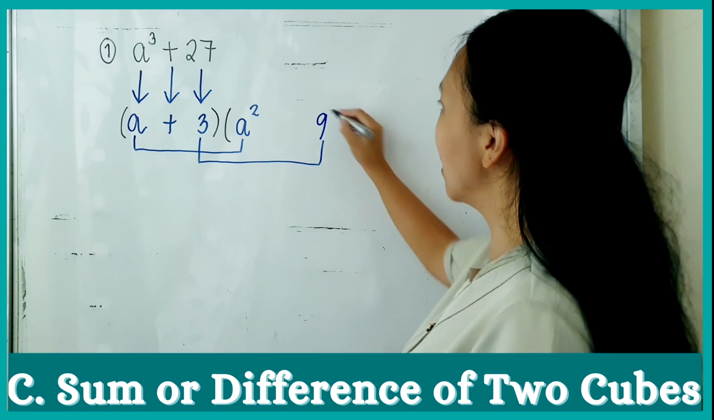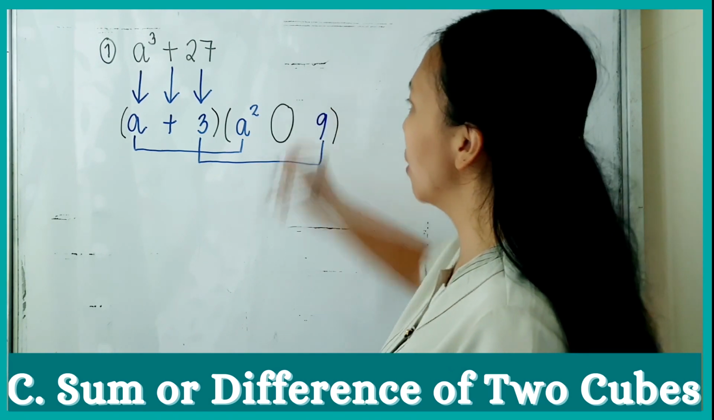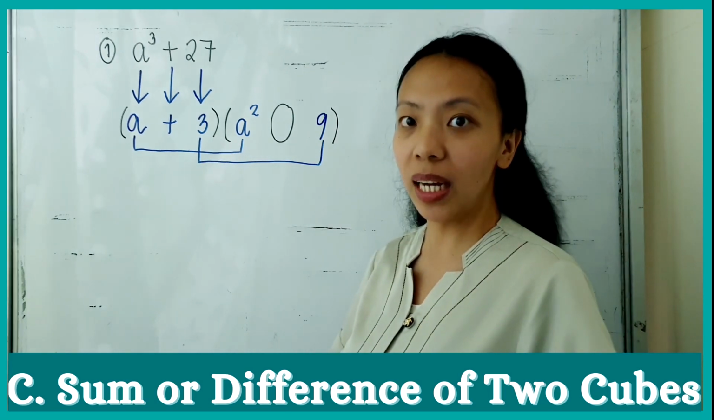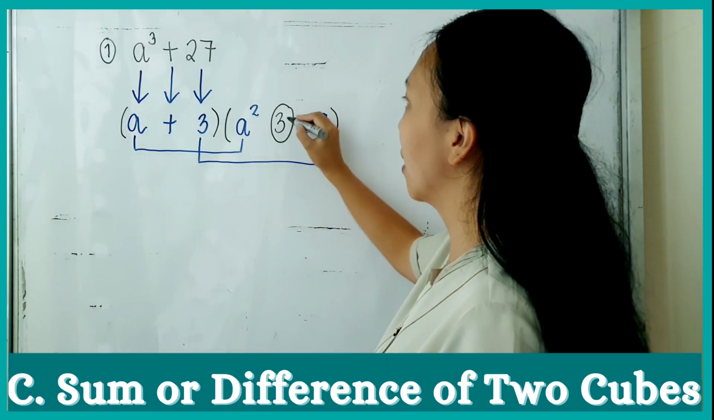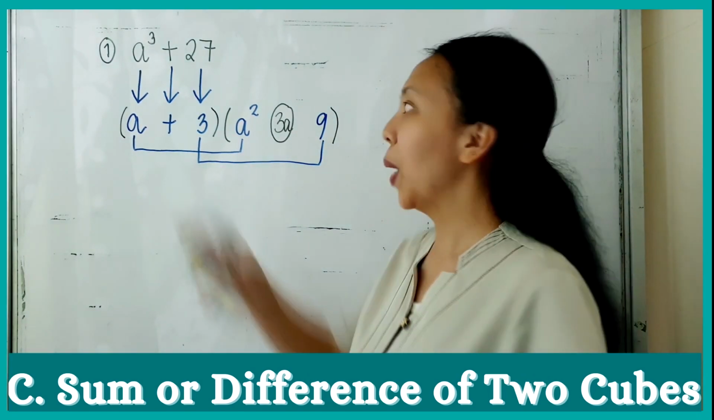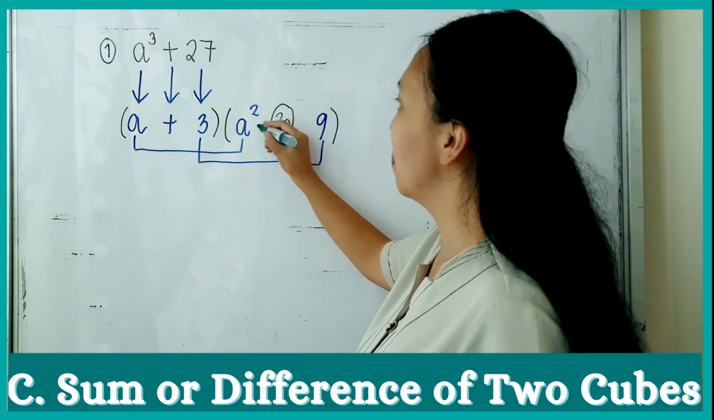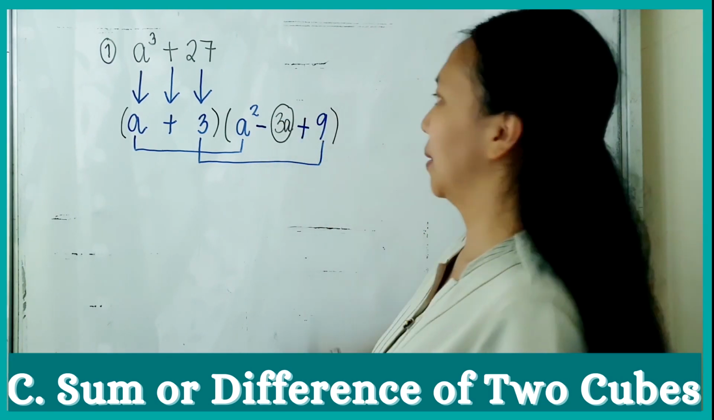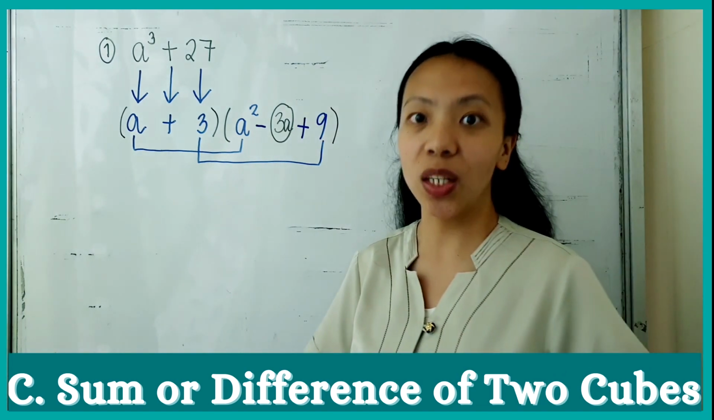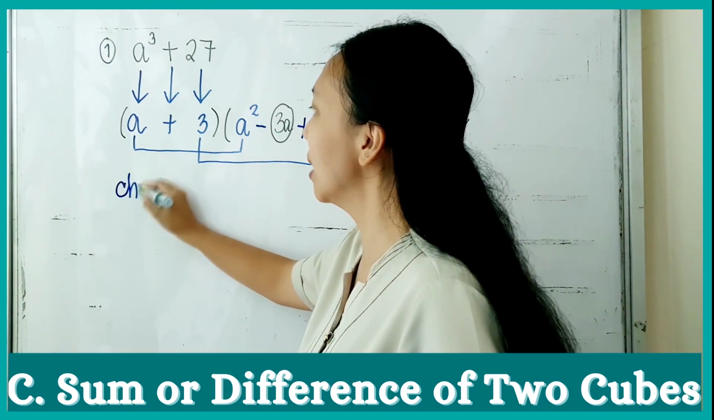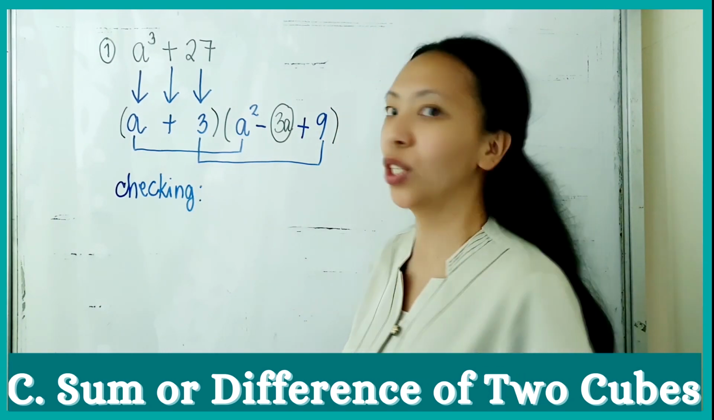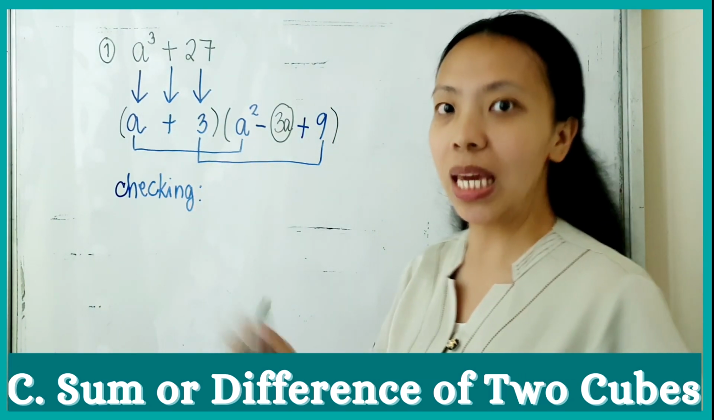For our middle term of the trinomial factor, we multiply a and 3. A times 3 is 3a. And again, follow the pattern of the signs. Plus, minus, plus. Let's see if the factors we obtained here are correct by, again, applying the distributive property of multiplication over addition, or what we call DPMA.